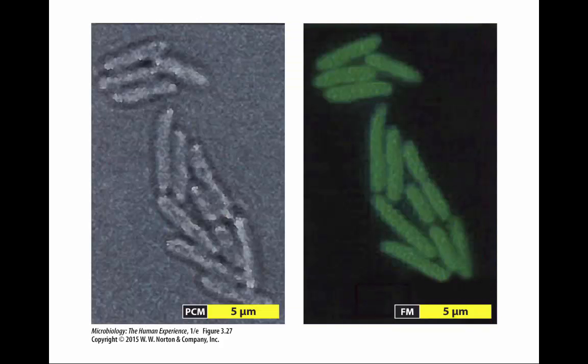Here's another example of using fluorescent microscopy. So here's phase contrast microscopy looking at E. coli cells, and here's that same image if you look at the fluorochrome that's been added. So we can see sort of a bright bacteria lit up with a particular color of fluorochrome on a black background when we do fluorescent microscopy.